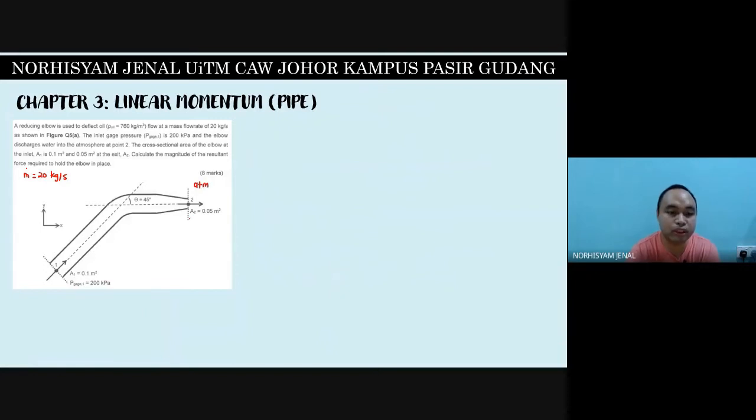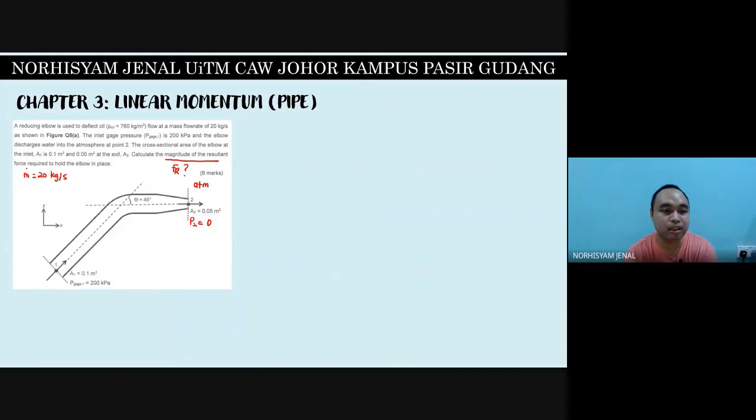So what we can do over here, we can straight down and put P2 equals to zero. If the question says that this continues into another pipe, it will never be zero. But for this question, they said it will be discharged into the atmosphere. So P2 equals to zero. The cross-sectional area of the elbow at the inlet is 0.1 meter square, and 0.05 meter square at the exit. Calculate the magnitude of the resultant force required to hold the elbow in place. So magnitude of the resultant force, meaning we are searching for FR.